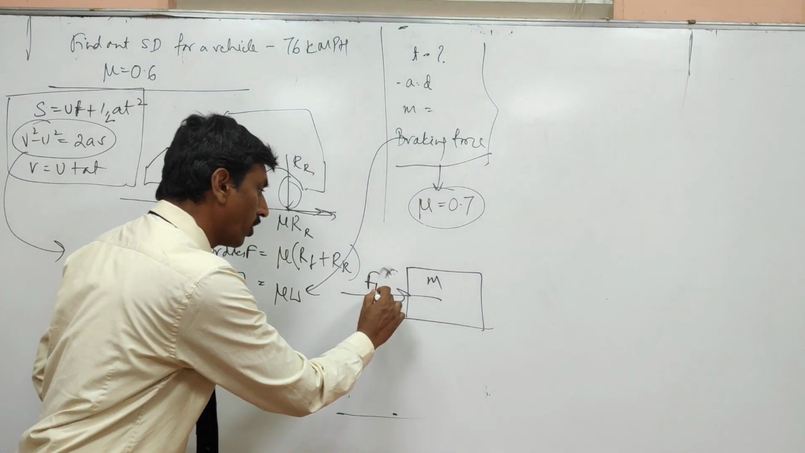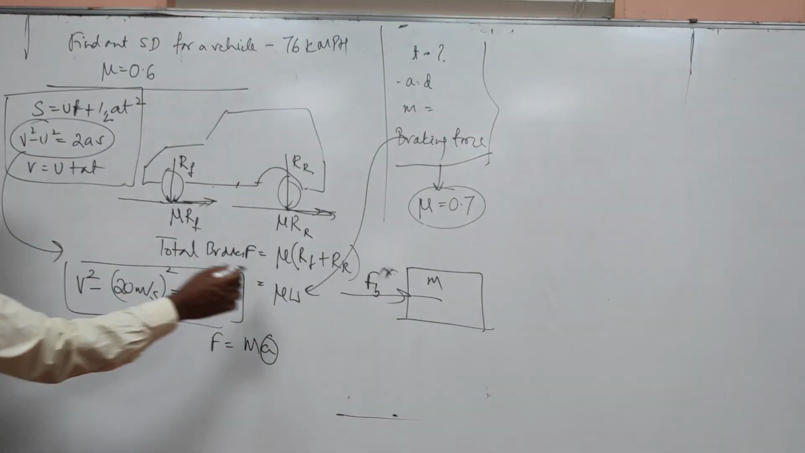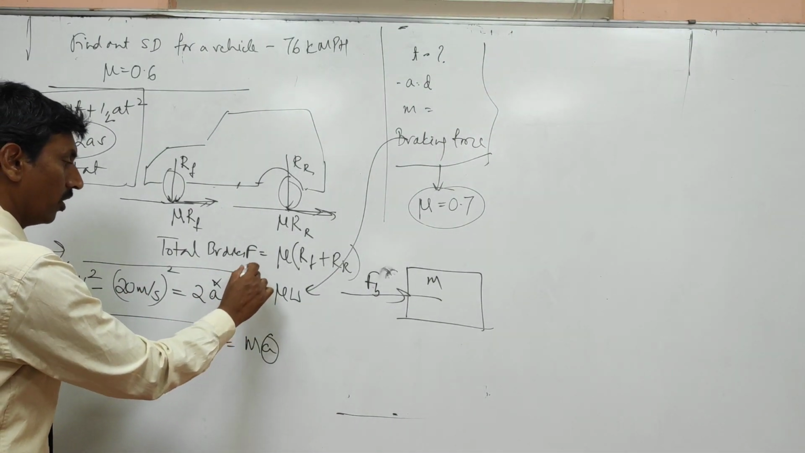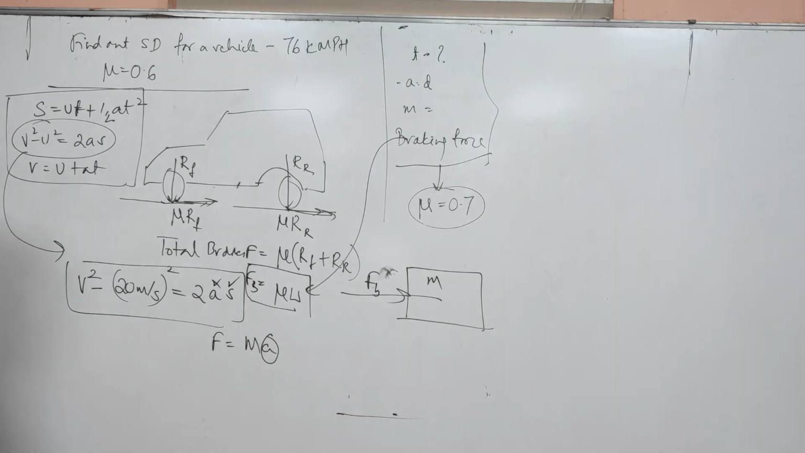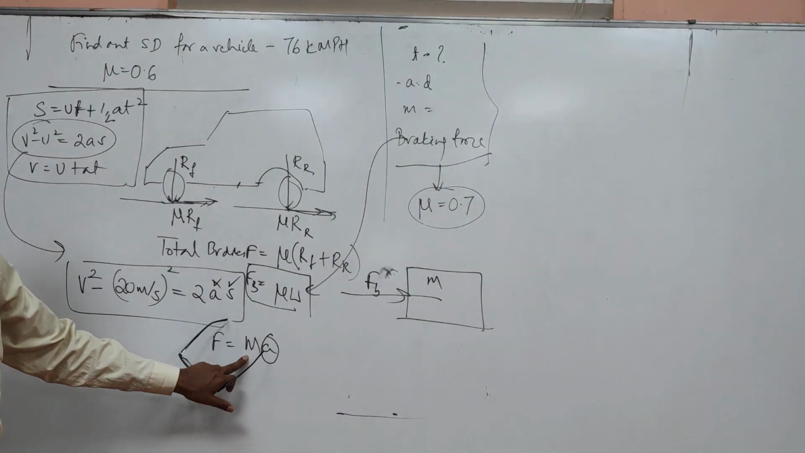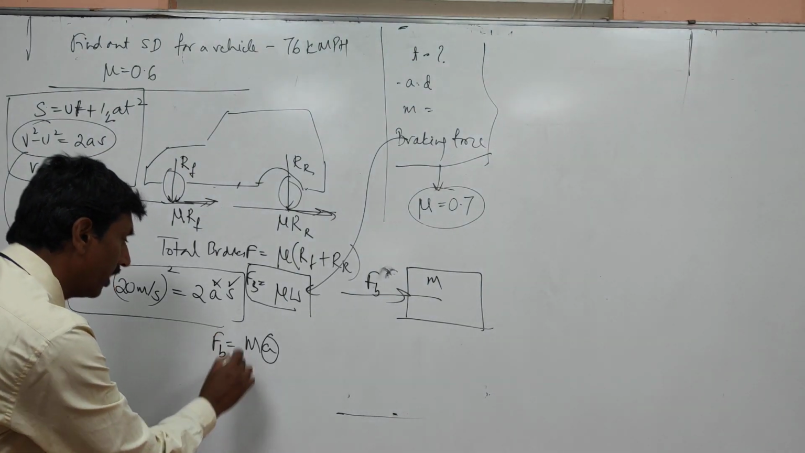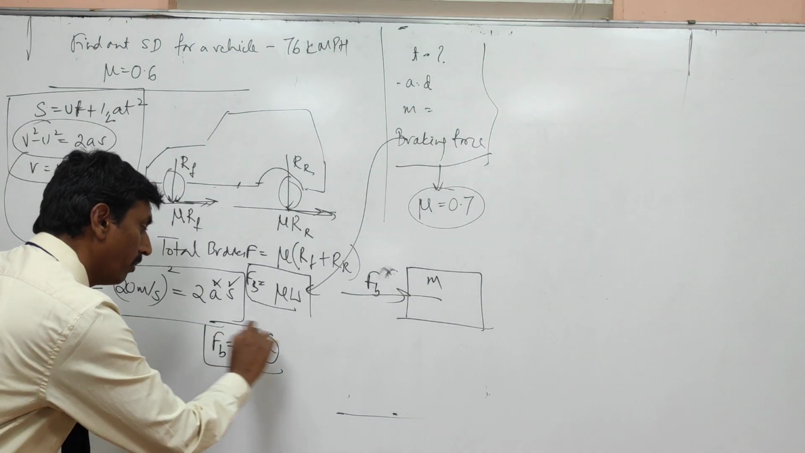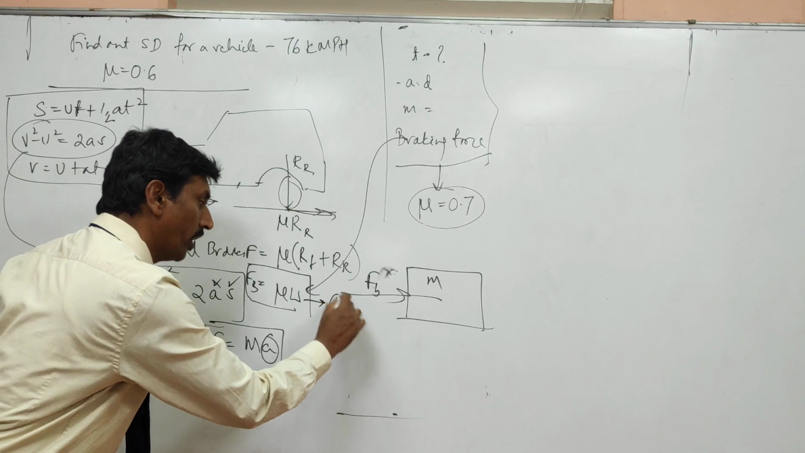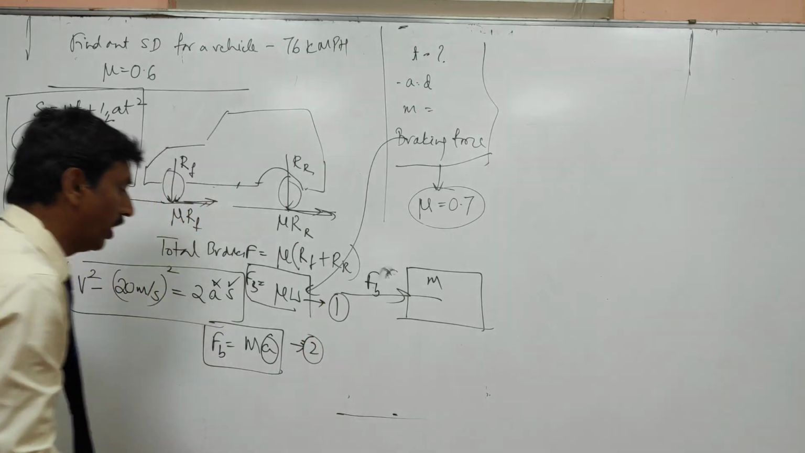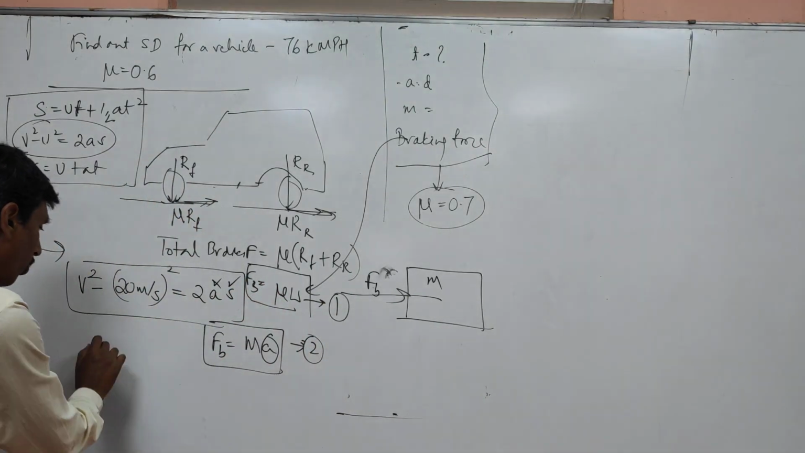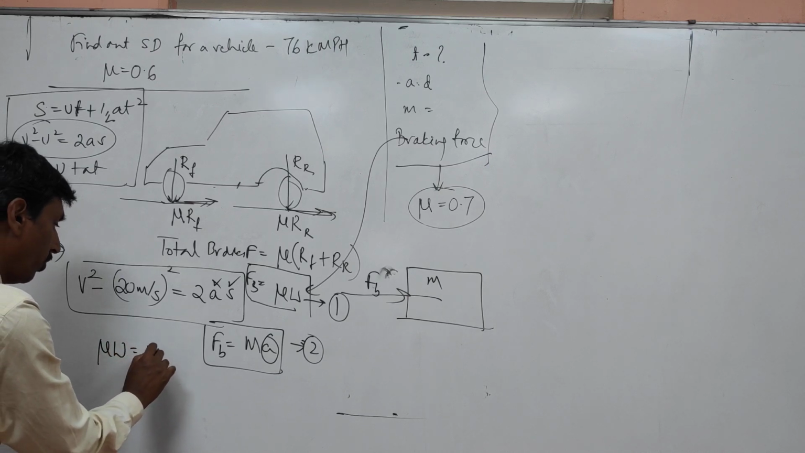So this braking force Fb you can calculate as mu W. But you know here that F is equal to ma already. So Fb is equal to ma. So you can equate these two equations, 1 and 2, where we get mu W is equal to ma.